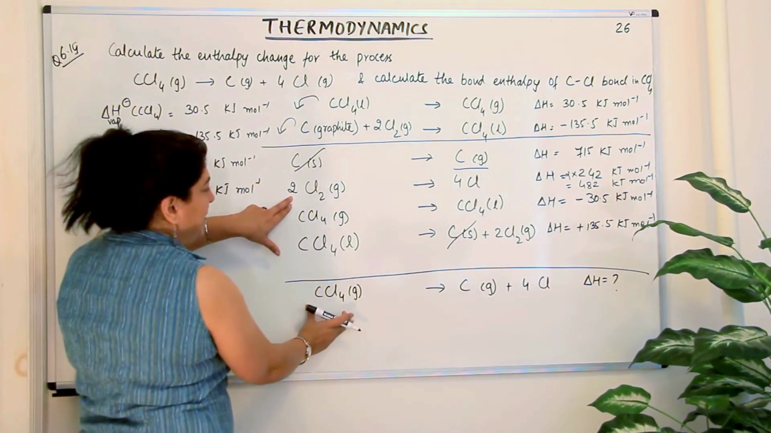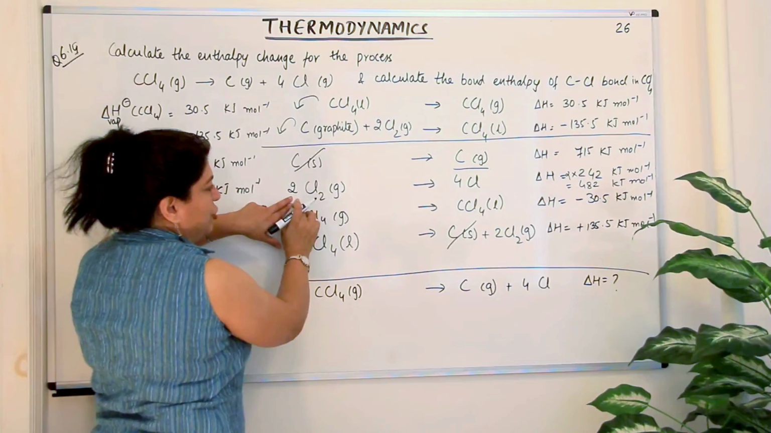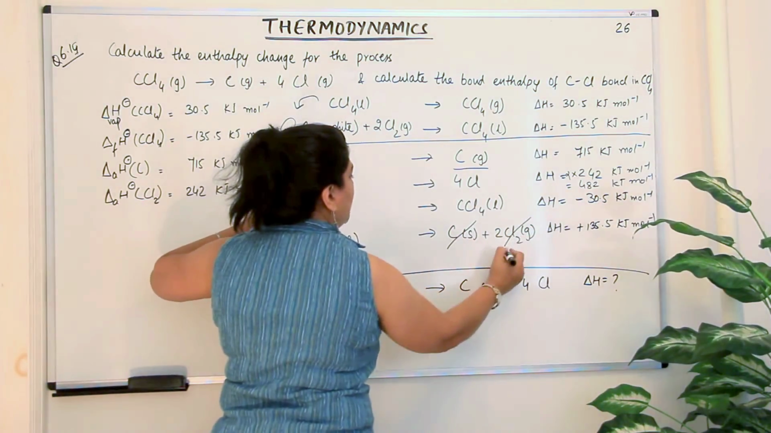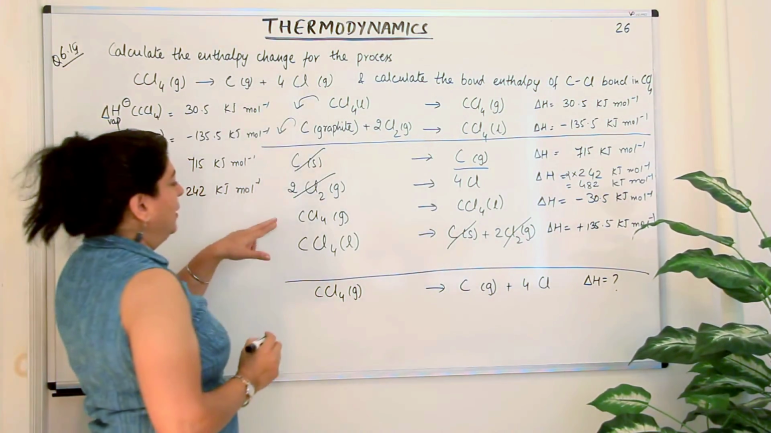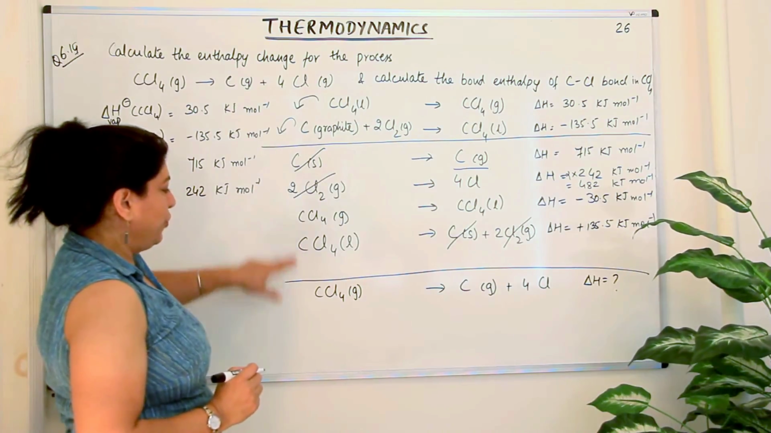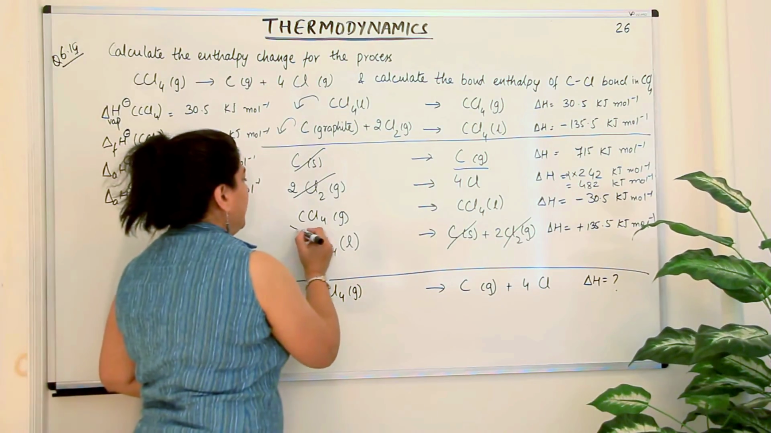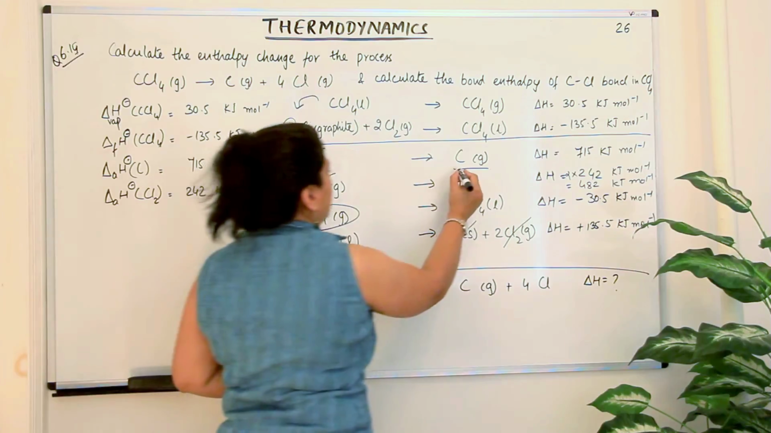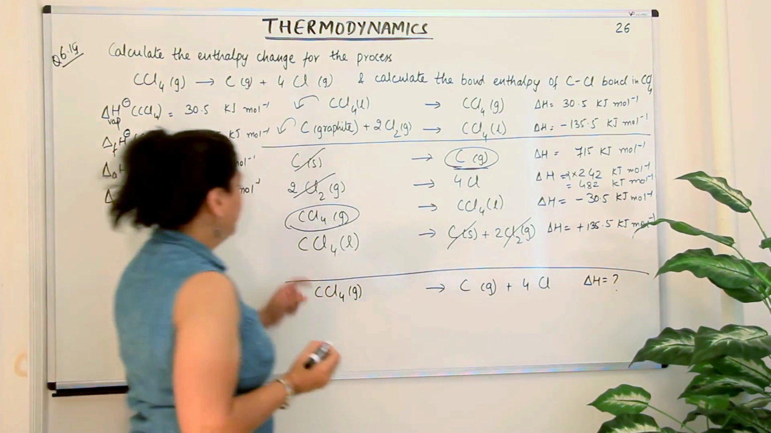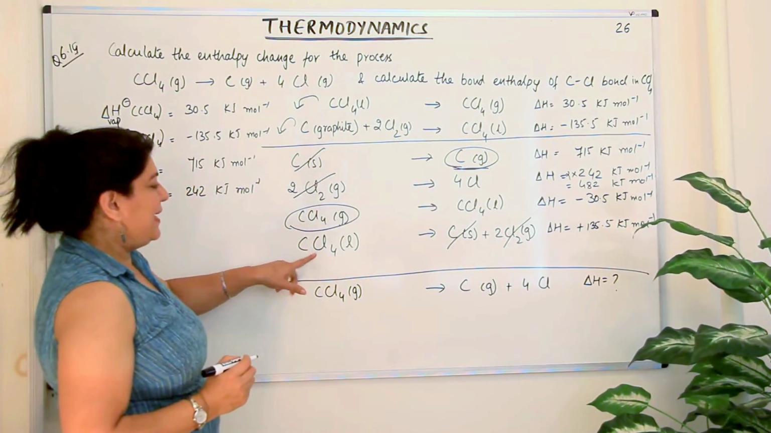Chlorine molecules, do we have them here? No. They should be cancelled out. So 2Cl2, look here, 2Cl2 gets cancelled out. CCl4 gas is what we want. Yes. So this is desired. I'll circle the desired parts. This is desired. CCl4 in the liquid state.